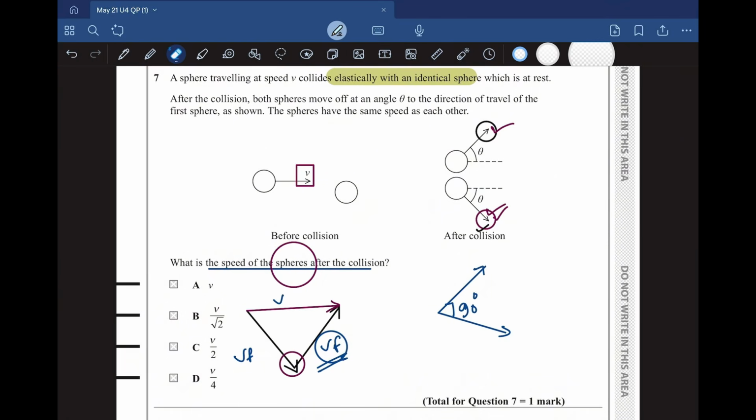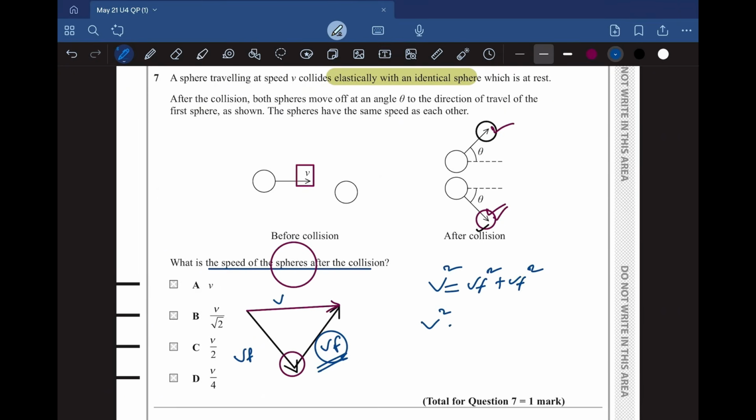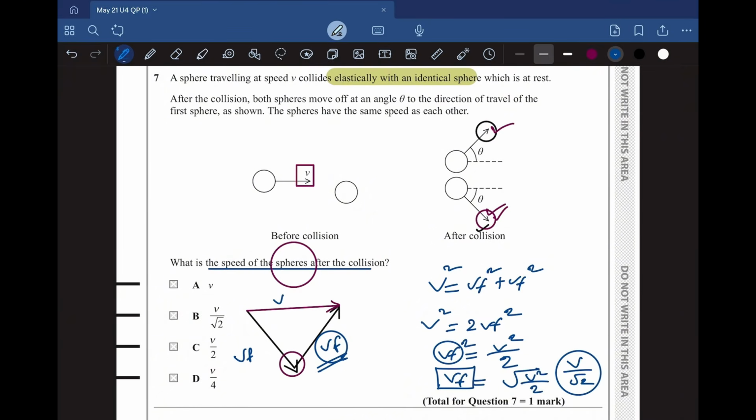So we can write v squared is equal to vf squared plus vf squared, which can be written as v squared equals 2vf squared, and we know vf squared is equal to v squared by 2. Making vf the subject, vf is equal to the root of v squared by 2, which becomes v divided by root 2. That is the velocity of one of the spheres. It asks for the speed of the spheres, meaning the speed of every sphere. So our correct answer is going to be C.